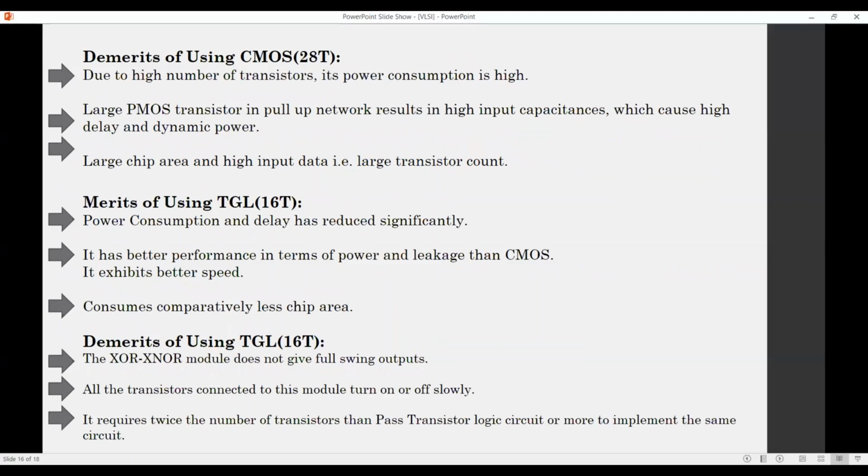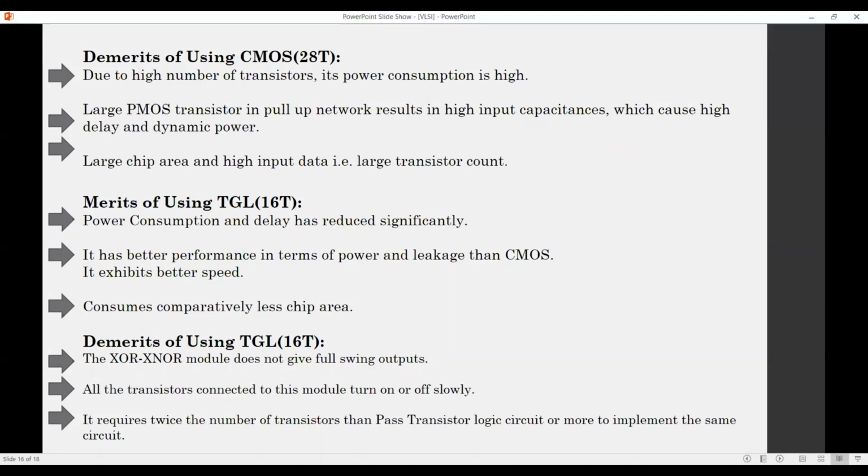I'm discussing the demerits now. As we know, the CMOS full adder has 28 transistors. So, due to the high number of transistors, its power consumption is high, which is the biggest disadvantage for any power system. We know that the CMOS full adder is based on the regular CMOS structure with pull-up and pull-down transistors.